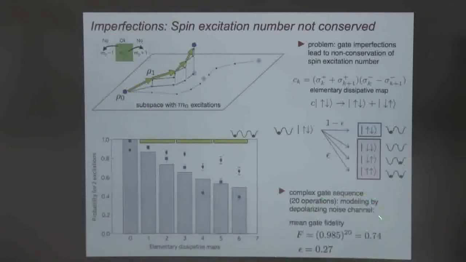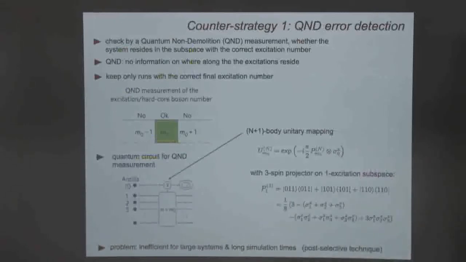If one takes this into account, and that the sequences for a single elementary dissipative map are already quite long, on the order of involving 20 gates or so, this is fully consistent with these imperfections and can be modeled rather accurately by a depolarizing noise channel, as we average over many directions in the gate operation. So this motivated us to ask whether we can develop counter strategies to fight this problem, so that despite the ideal dynamics conserving our initial spin excitation number, we can find techniques to run our system for longer simulation times.